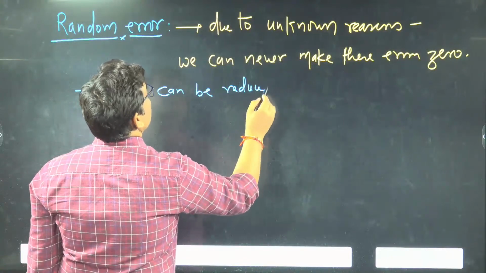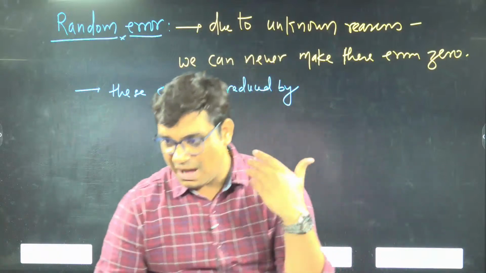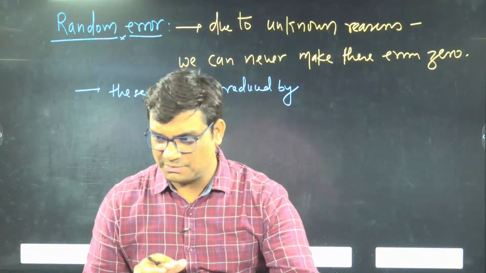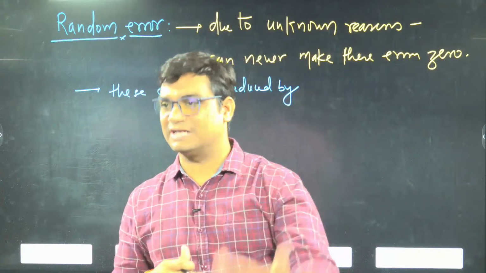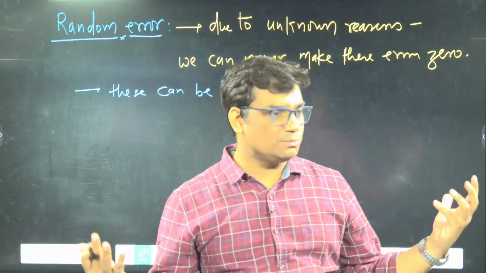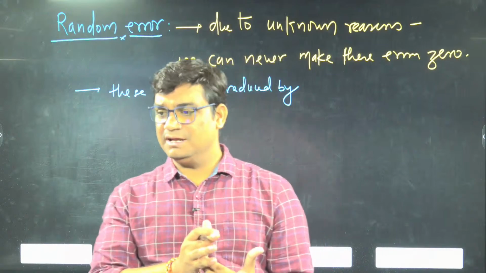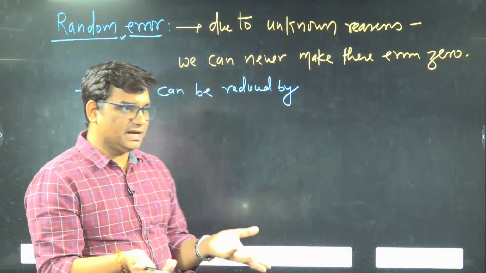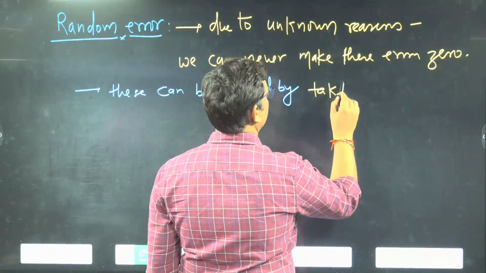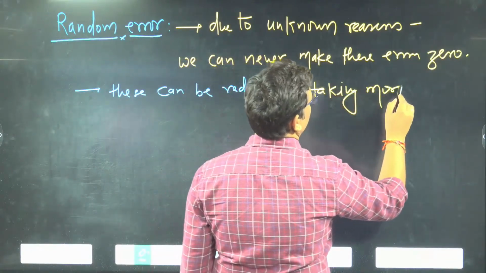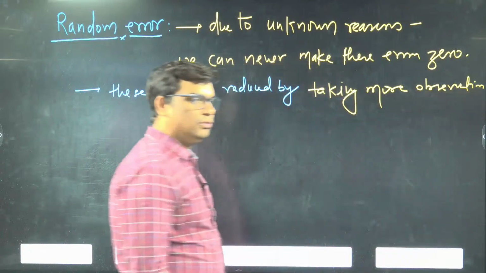They can be reduced by, like, we don't know why this error is coming. I will take one observation, I got some error, then I will take one more observation, and one more time. Like this I will take so many observations, and then I can take the average of all. So these can be reduced by taking more observations.